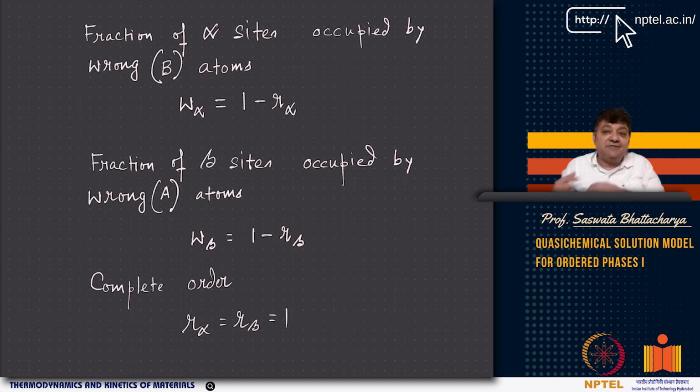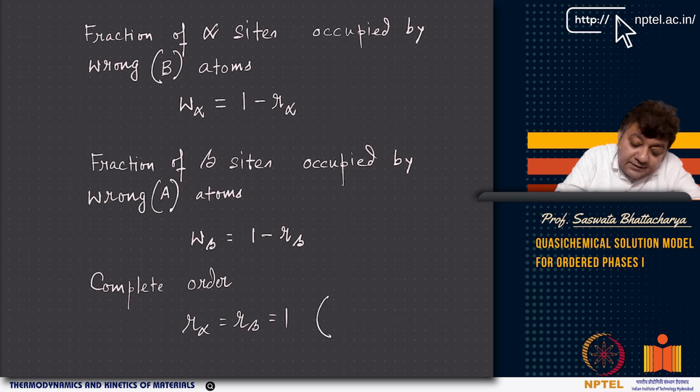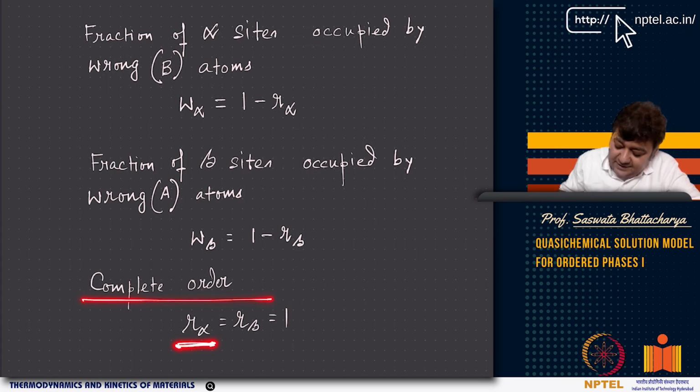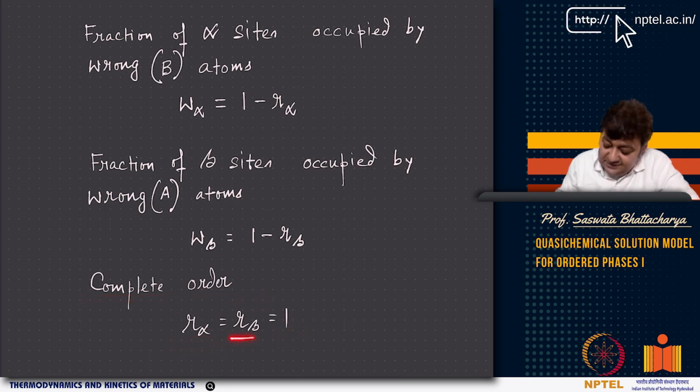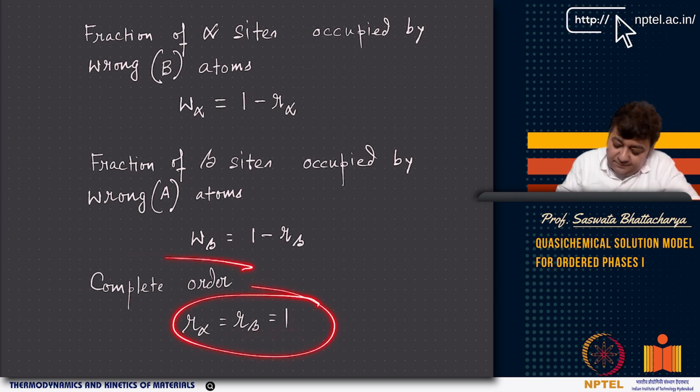Similarly, if alpha sites are all occupied by A atoms in a binary alloy, then the beta sites have to be occupied by B atoms. So the fraction of beta sites occupied by B atoms will be exactly equal to 1. So R alpha equal to R beta equal to 1 corresponds to complete order, as we have written. Complete order is given by alpha sites occupied exactly by A atoms, the right kind of atoms, with the fraction of alpha sites being equal to 1, and the fraction of beta sites occupied by B, the right type of atoms, exactly equal to 1. So this gives you complete order.